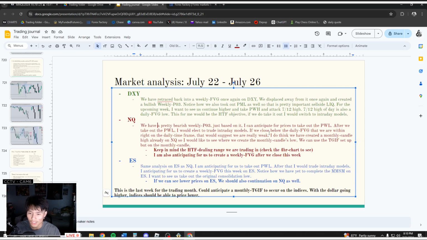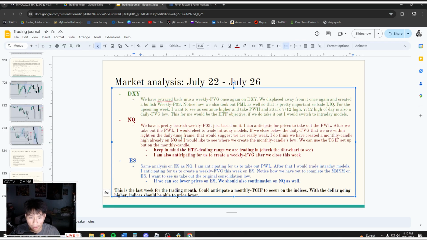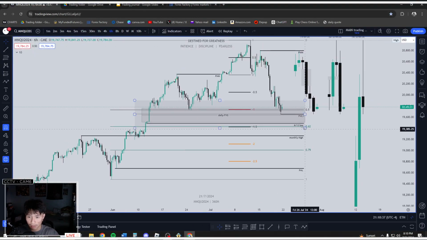if we close below the daily fair value gap that we are within right now, so like I said, we are within that daily fair value gap. So if we get a closure below it, that would suggest we are really weak, and that means I would consider taking. I would like to see us take out June 12th's low and maybe even an immediate rebalance to this monthly high here.